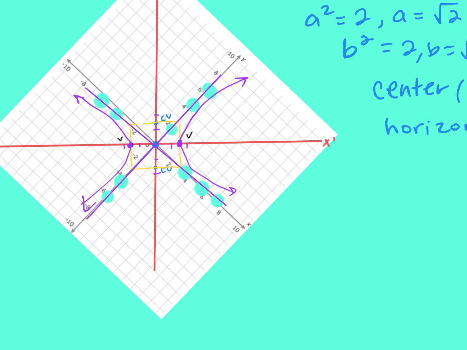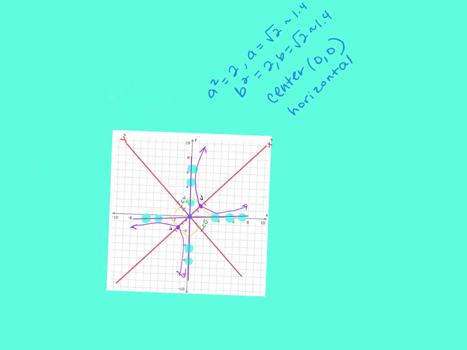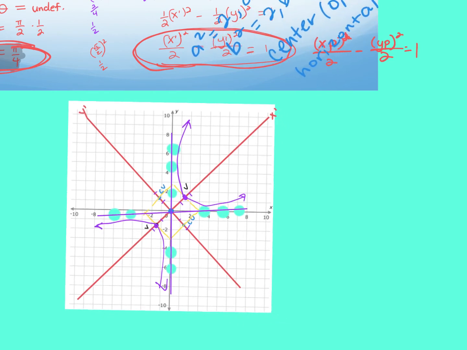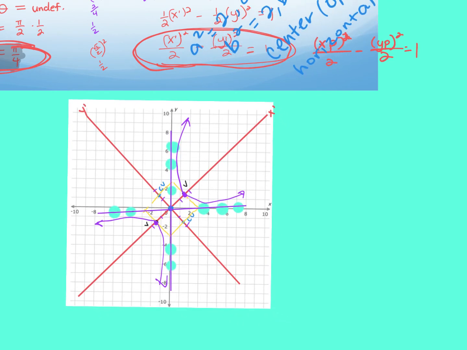So when I turn my paper back the way that it was, your conic should be a rotated conic, which it is. It's not perfectly drawn, but you get the point.